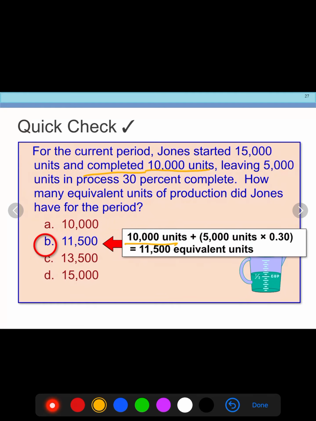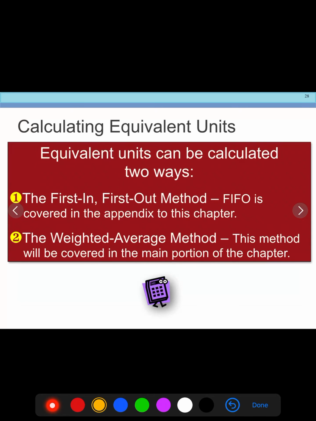10,000 units is completed. Therefore, 10,000 units, you put it on the entire value, or 10,000 units, 100% completed. 5,000 units, based on the problem, is 30% completed, so you'll just get 30% of it. So that is 1,500. So 10,000 plus 1,500 is the equivalent unit of production of 11,500.